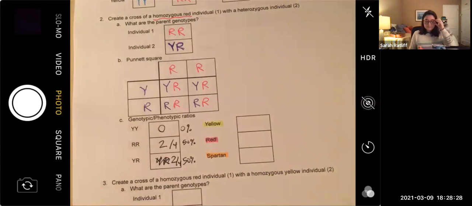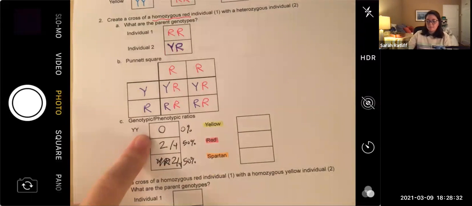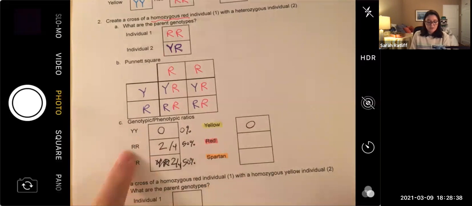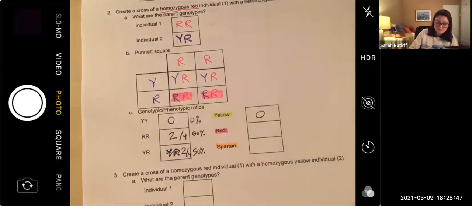All right. So how many of them are going to be yellow? Well, according to our genotype, none. How many are going to be red? Well, looking at our genotype here, our R stands for red. We're going to have 2 of them that are red. And how many are going to be our Spartan heterozygote here? We got 2 of those.